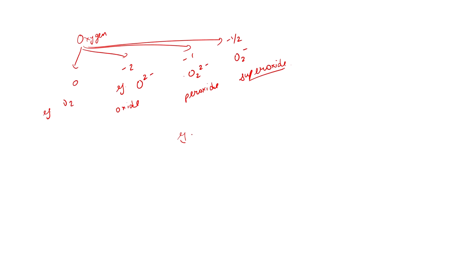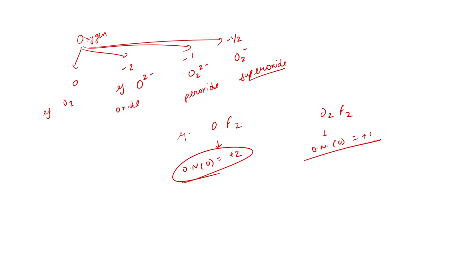In that case, we have two known compounds of oxygen and fluorine, one is OF2 and another is O2F2. In OF2, the oxidation number of oxygen is +2, and in O2F2, the oxidation number of oxygen is +1. So, this I have discussed about oxygen.